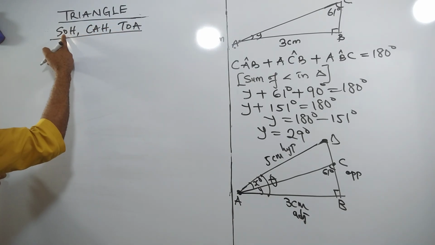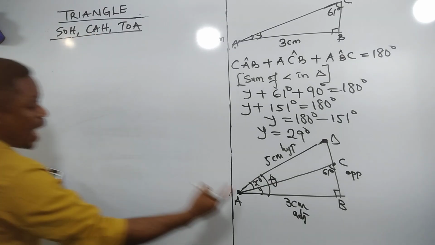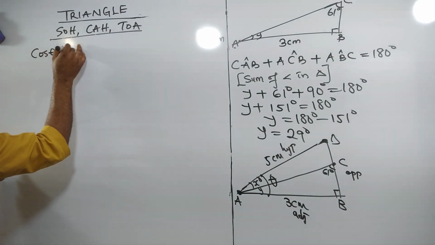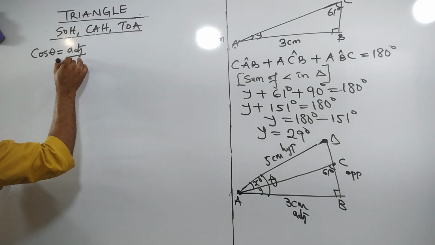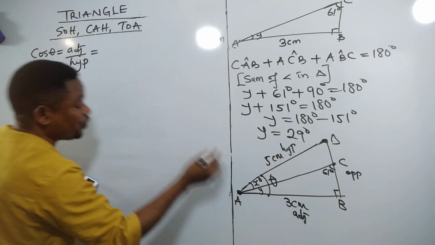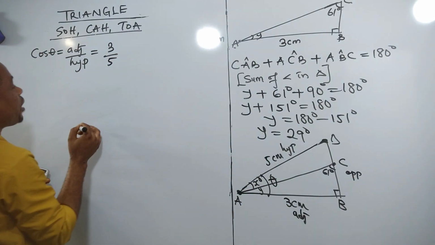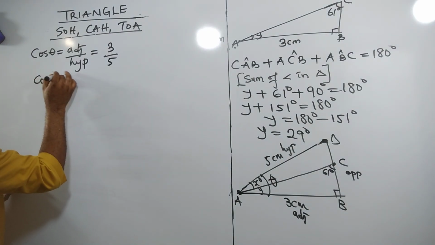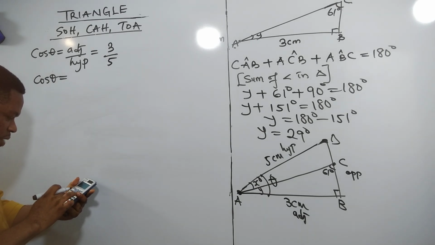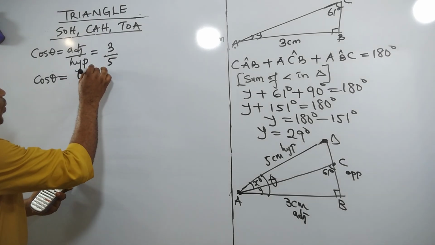Sin theta is opposite over hypotenuse. Cos theta is adjacent over hypotenuse. Adjacent is given, hypotenuse is given. I will introduce cos theta, which is adjacent over hypotenuse. What's the value of adjacent? 3. Then what is the value of hypotenuse? 5. Then cos theta is 3 divided by 5. What is the answer? The answer is 0.6.